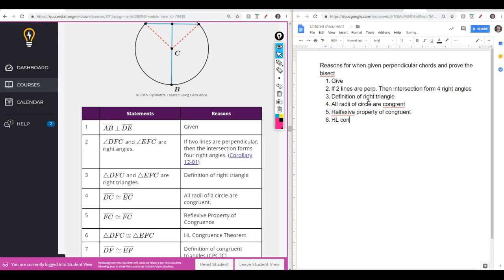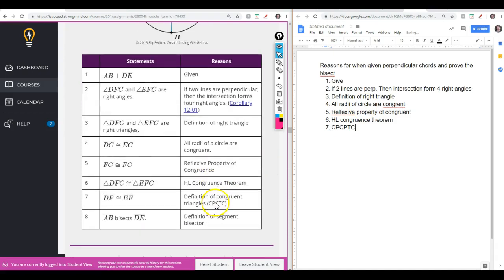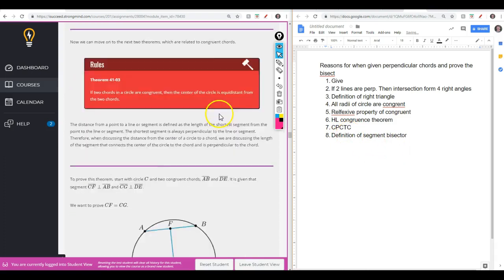Hypotenuse leg congruence theorem. CPCTC, definition of congruent triangles. CPCTC, so corresponding parts of congruent triangles are congruent is what that one stands for. Then definition of segment bisector. So those are all the reasons.